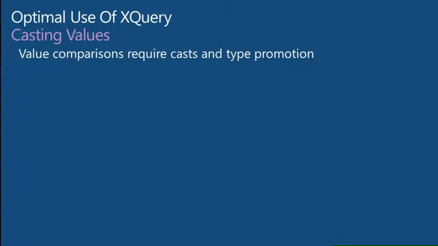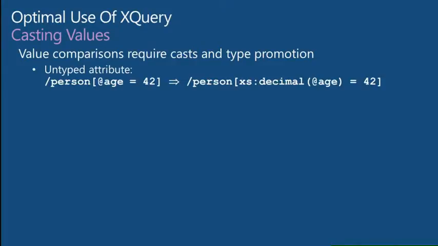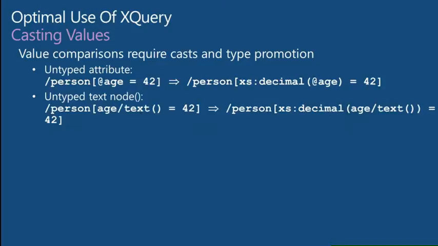Now another thing is the casting of values. XQuery has both an untyped and a typed world. In the untyped world, every time you do a comparison, you will take the value and cast it into the comparison type. So for example, here, I have an untyped attribute age. Now, I compare it against a number, 42, a decimal number. So what will happen underneath the covers is that this gets cast into decimal.